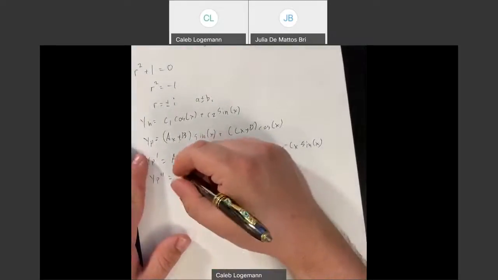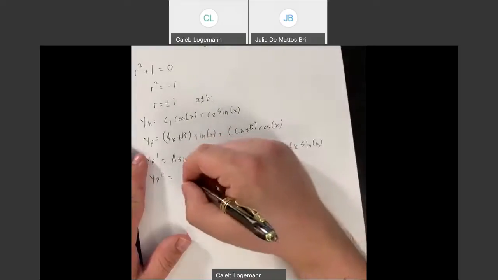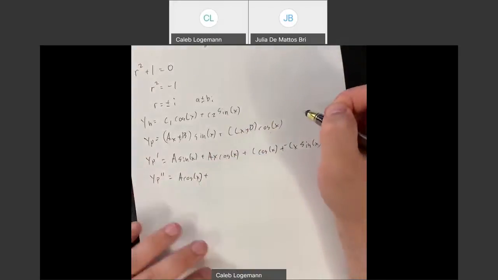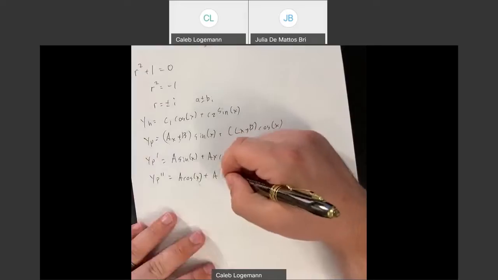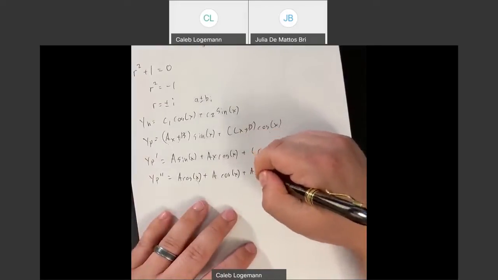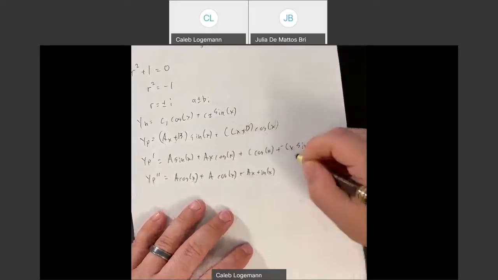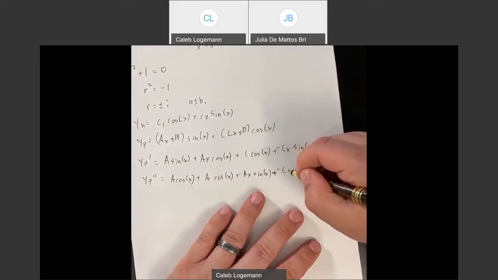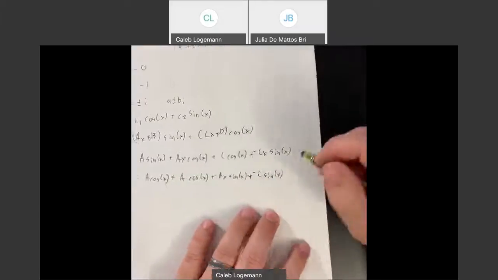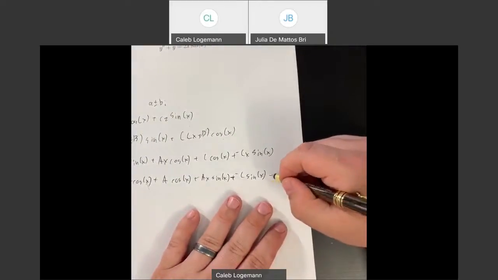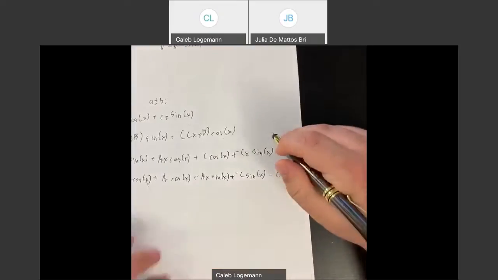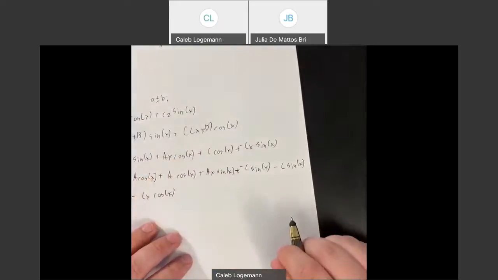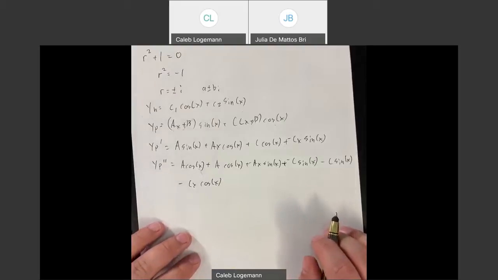I get some of the same things. We have a times sine is going to be a times cosine, and ax cosine will be a cosine of x minus ax sine of x, plus c cosine, so that'll be minus c sine of x, and minus cx, we have minus c sine of x minus cx cosine of x. All right, so that's quite a bit.